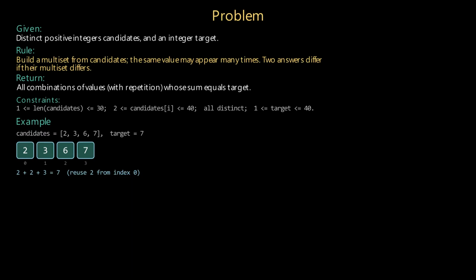One valid combination uses 2 twice, then 3 once: 2 plus 2 plus 3 equals 7, reusing the candidate 2 from index 0 each time. The other combination is just the single 7 already in the list.